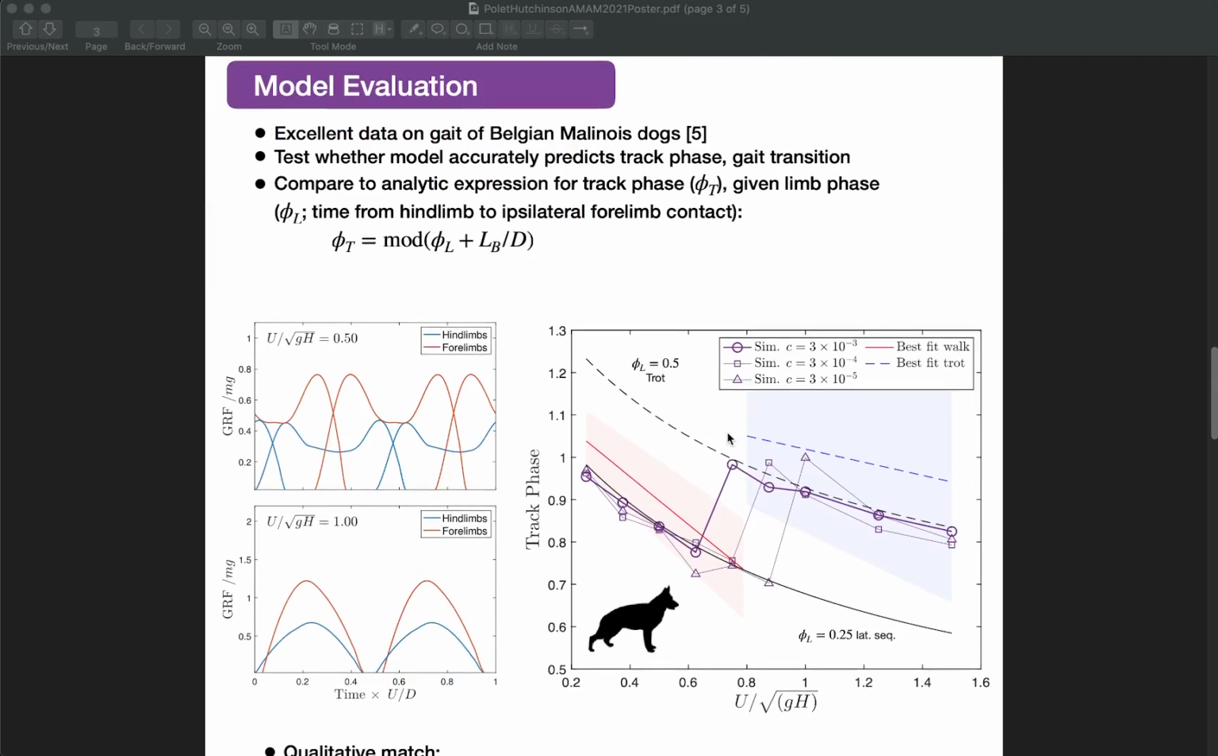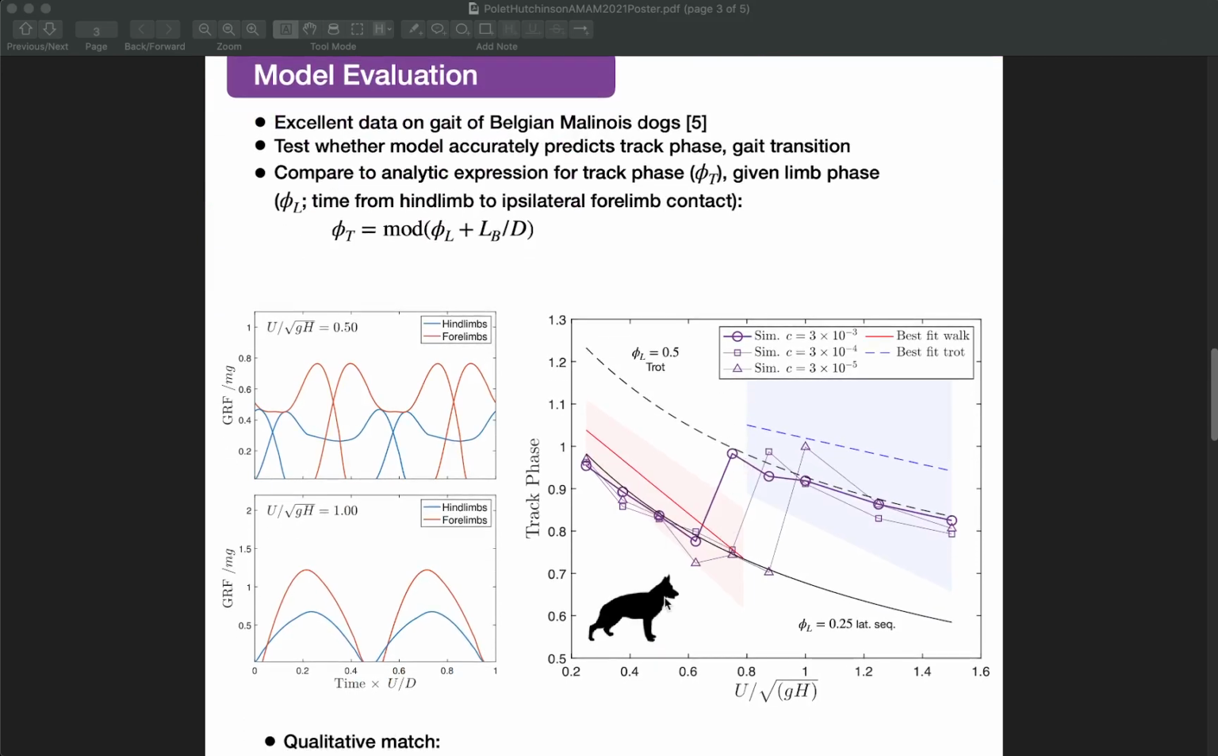But first we want to see if the model is actually any good. So we used data for dogs, or morphological input for dogs, as input, and we tested the track phase as output. And what we find is that it does follow pretty closely to the empirical data. So this line is the average value for Belgian Malinois dogs, within some sort of natural variation, which is the colored area here and here.